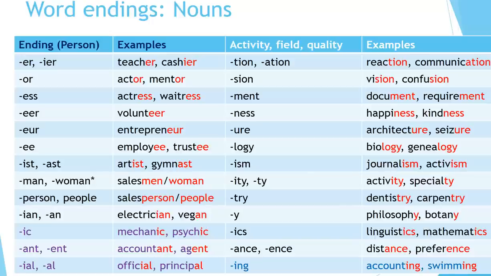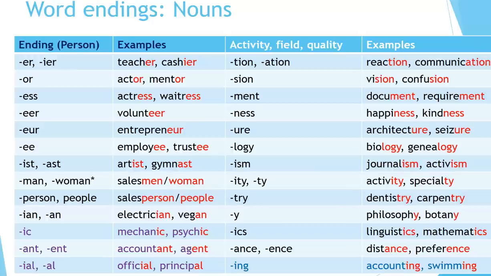Let's look at column 3 and column 4. T-I-O-N or A-T-I-O-N, reaction, communication. S-I-O-N, vision, confusion. M-E-N-T, document, requirement. N-E-S-S, happiness, kindness. U-R-E, architecture, seizure.